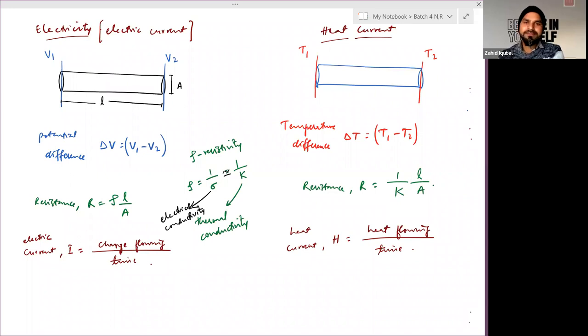Raza, tell me about Ohm's law. Voltage across the two points of a conductor is directly proportional to the current flowing through it. Okay.